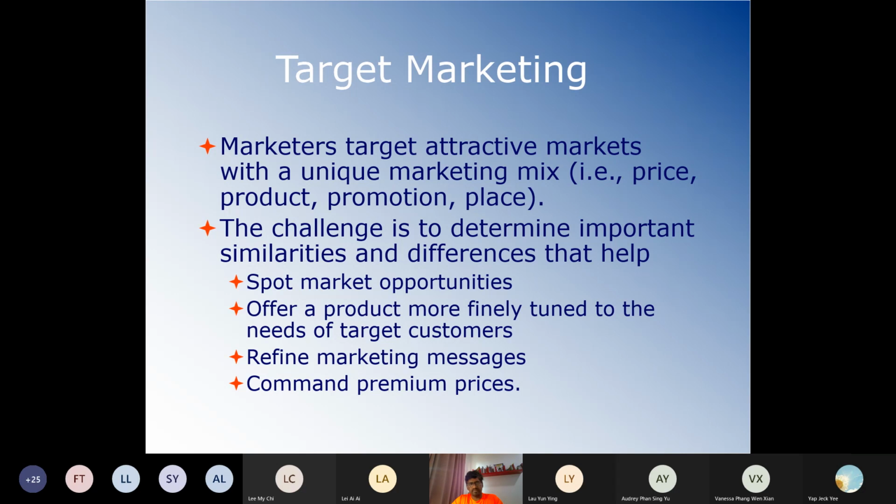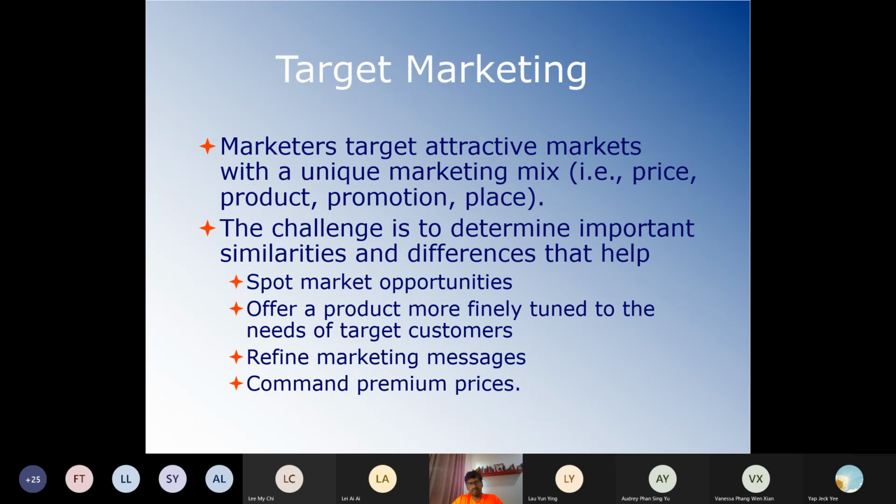So using this term, the company will be able to target its customer, or its target buyer, and thereby it will be able to expand its business. So the challenge is to determine the important similarities and differences that help spot the market opportunities.